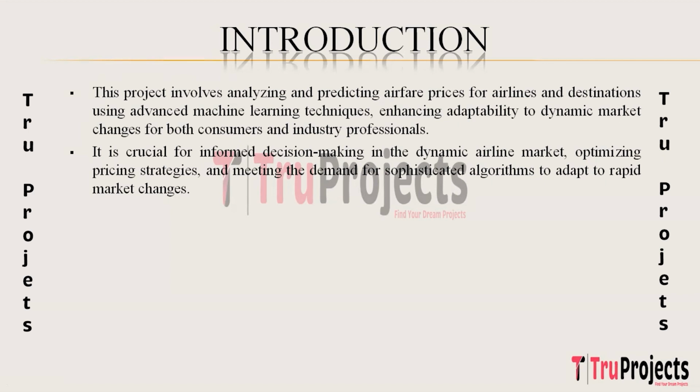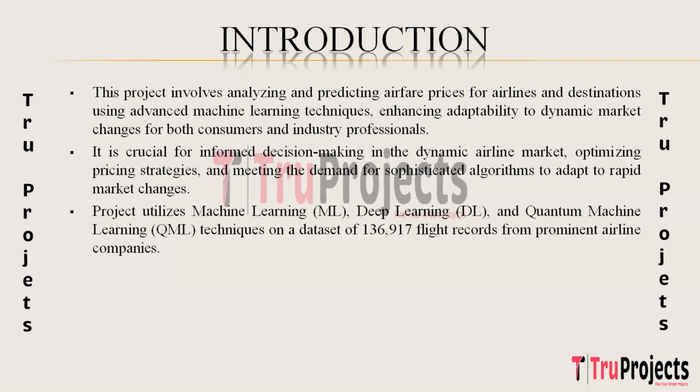The project addresses the increasing demand for more sophisticated algorithms and software, specifically leveraging machine learning techniques to optimize dynamic pricing strategies. This is essential for adapting to market changes quickly and efficiently. And the project employs advanced machine learning techniques including machine learning with 8 state-of-the-art models, deep learning with 6 convolutional neural network models, and quantum machine learning, that is QML, with 2 models. These techniques are applied to a dataset comprising 136,917 flight records from prominent airline companies including Aegean, Turkish, Austrian, and Lufthansa Airlines.